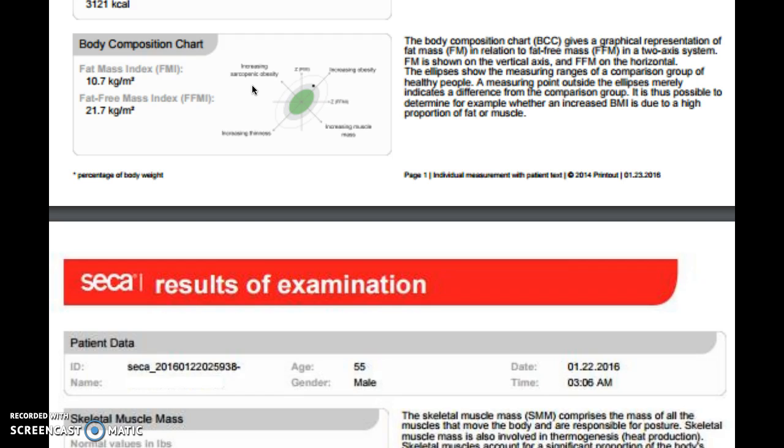In this example, you see the little tiny black dot. That's the measure point. So if you're looking at your results, that's where you scored. Ideally, if we're in a strength building program, we want to be moving toward that increasing muscle mass quadrant, because that means that we are building skeletal muscle mass, which is important.